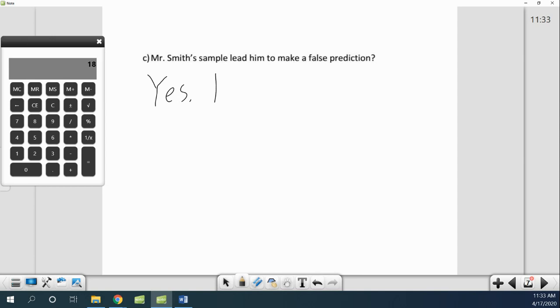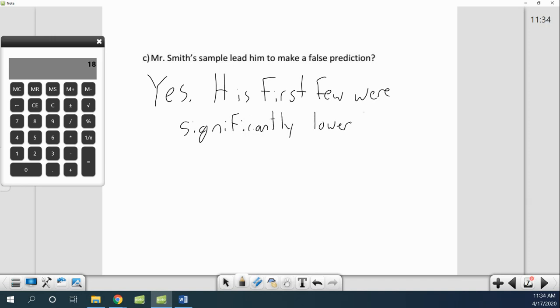Yes. His first few were significantly lower than the rest of the class. Now, does that make sense? Why would his first few all be lower?